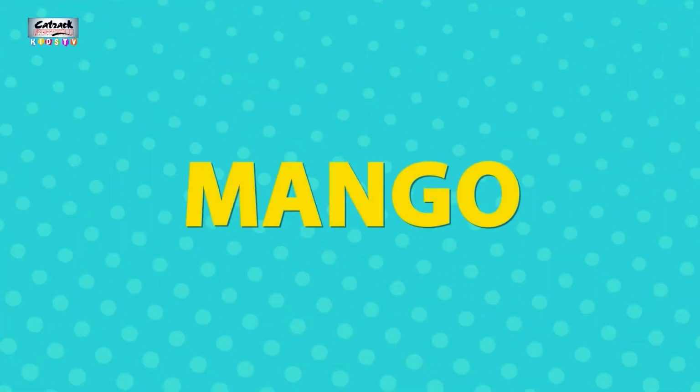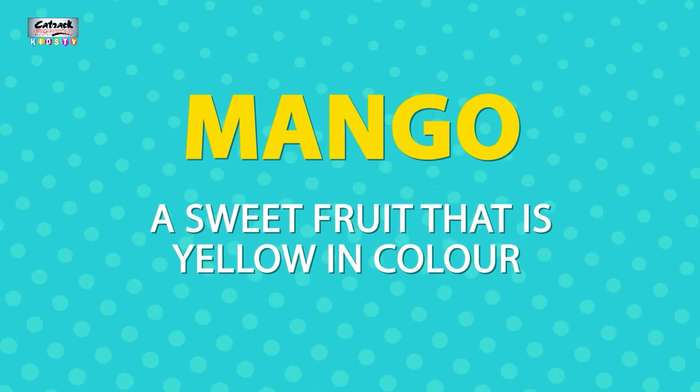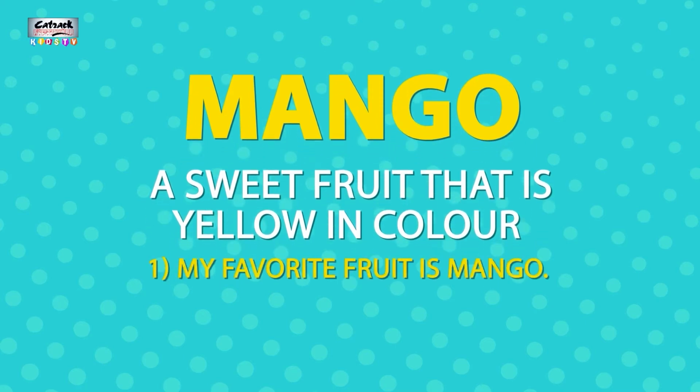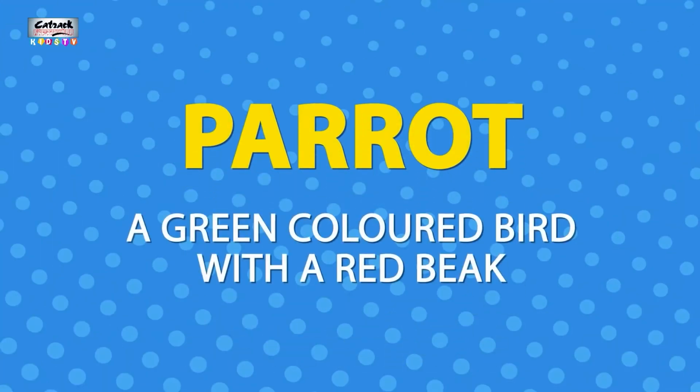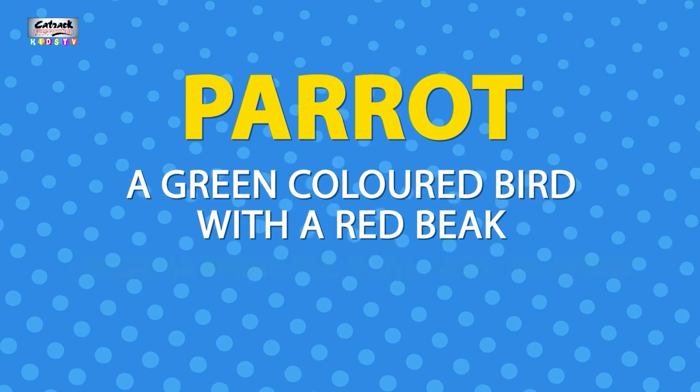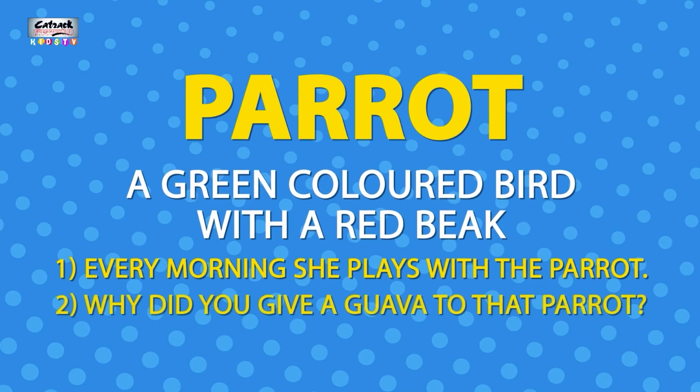Mango. A sweet fruit that is yellow in color. Example sentences. My favorite fruit is mango. This mango is very big. Parrot. A green colored bird with a red beak. Example sentences. Every morning she plays with the parrot. Why did you give a guava to that parrot?